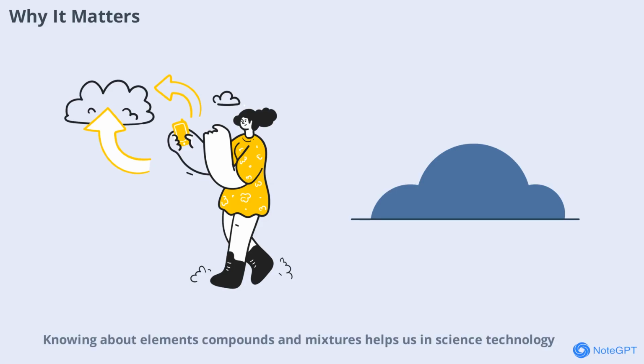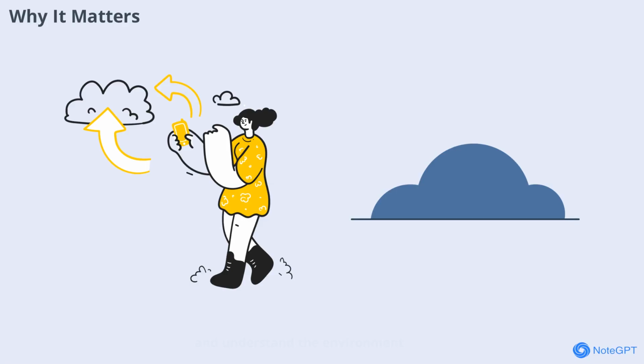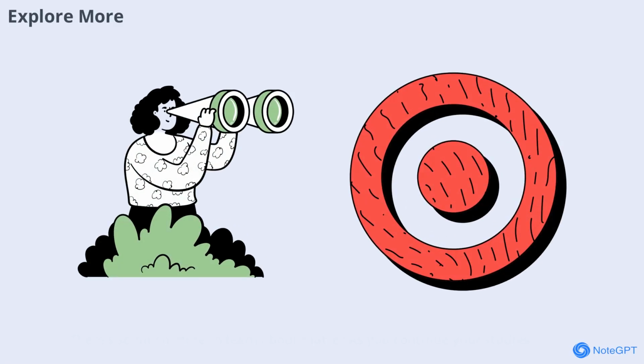Knowing about elements, compounds, and mixtures helps us in science, technology, and everyday life. It allows us to create new materials, solve problems, and understand the environment. Science is all about exploring and discovering how things work. There's so much more to learn about matter.